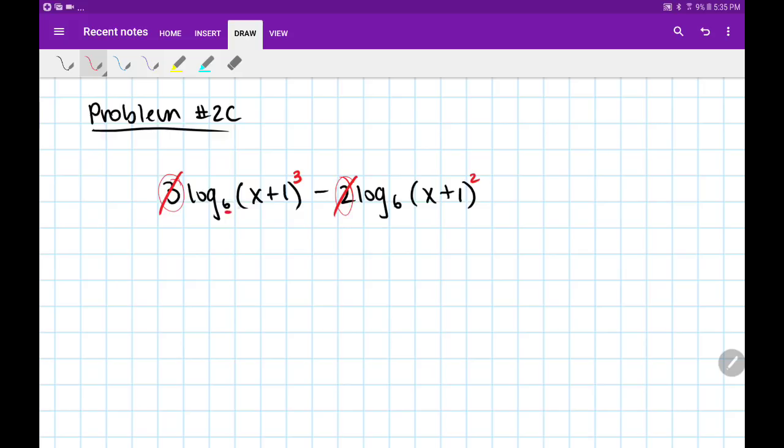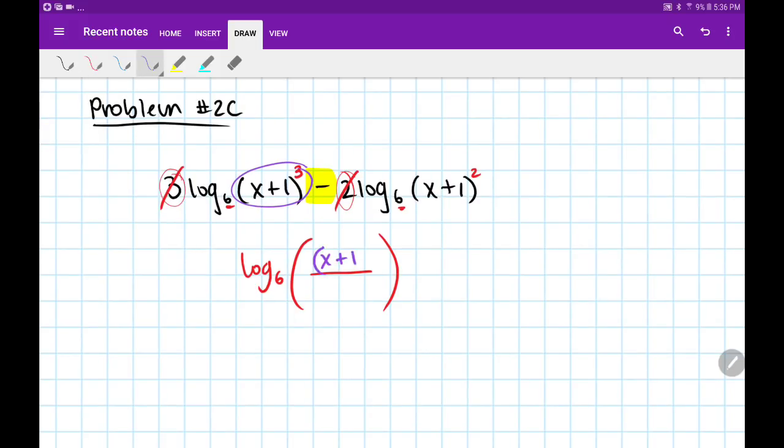So notice we have a log base 6. The base matters, so copy it down. One big log. I'm noticing this minus sign, so I know I'm going to have something in the denominator. So let's start with x plus 1 whole cubed. That's going to go into my numerator because there's no sign out in front of it. And then x plus 1 whole squared is going to go in my denominator because of the minus sign in front of the log.